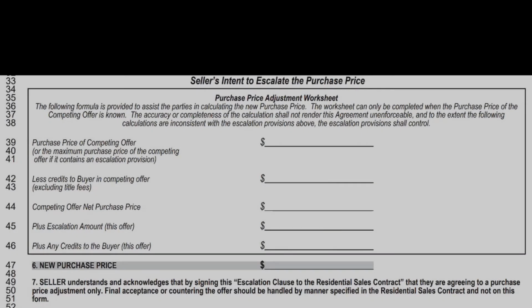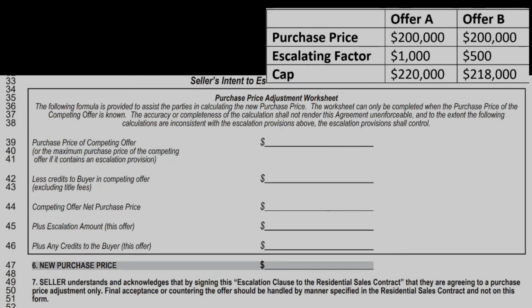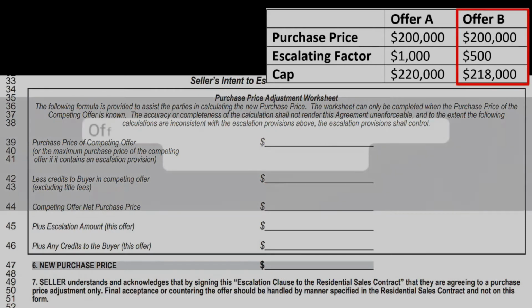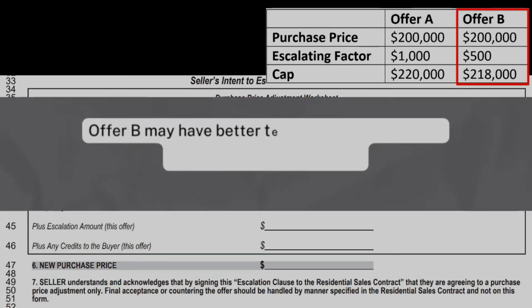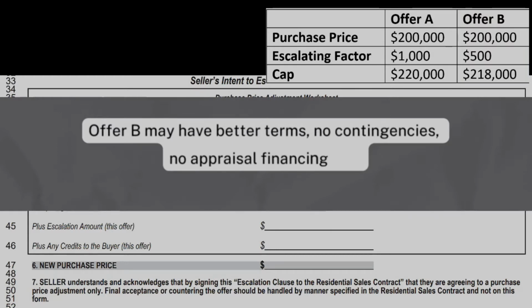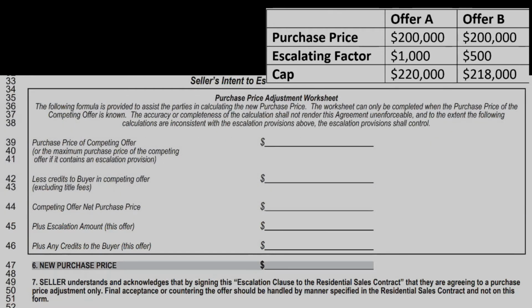Scenario 2, seller receives both offers A and B above. In scenario 2, seller would like to choose offer B. So that could be because there are other terms that are better, maybe no contingencies or no appraisal or financing, something like that. So seller has chosen offer B in this scenario.